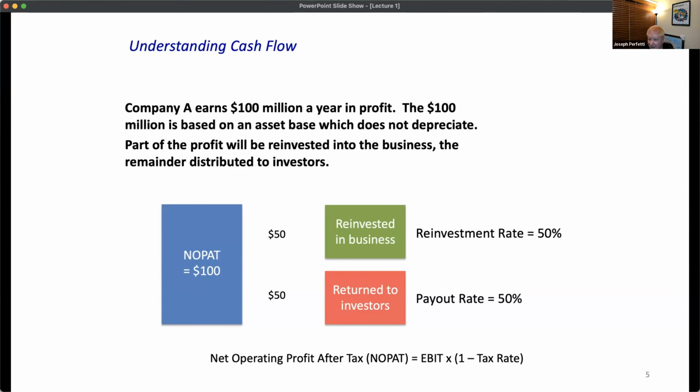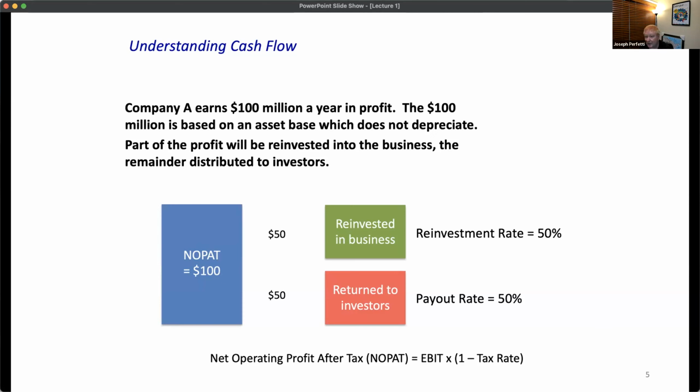The reinvestment rate is the percentage of the profits reinvested in the business, 50%, 50 divided by 100. The payout rate is the percentage of the profits that are paid out to the investor. 50 paid out to the investor, 50%. Reinvestment would be things like capital expenditures, investments in working capital, inventory, accounts receivables, etc. Returning to investors is payout: stock buybacks, dividends, pay off the debt.